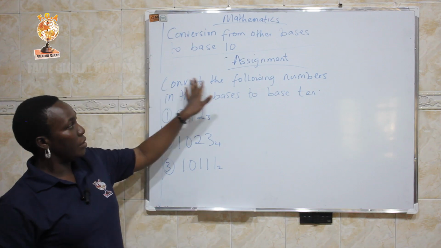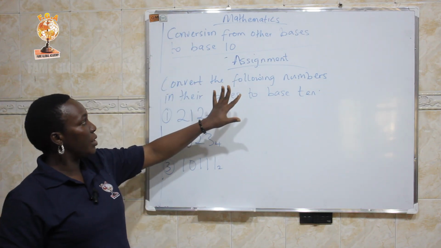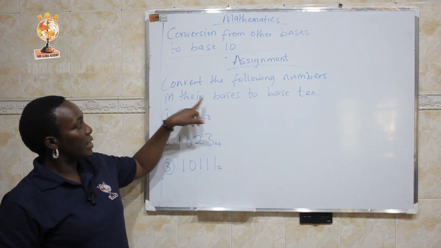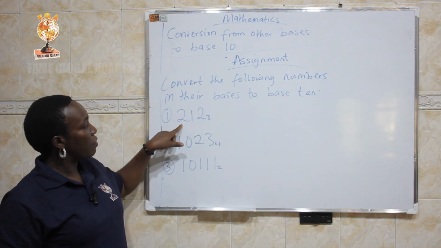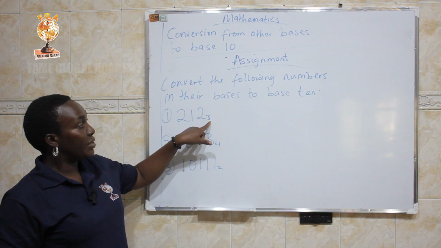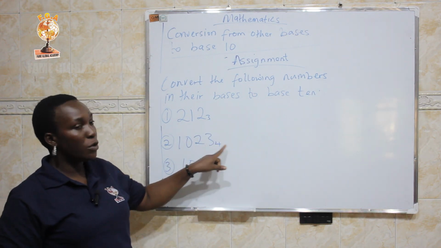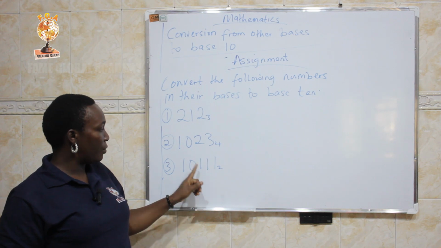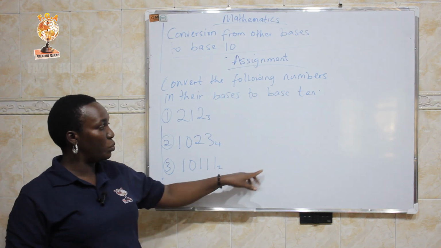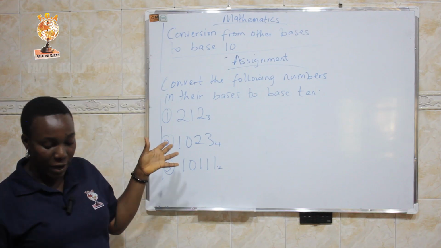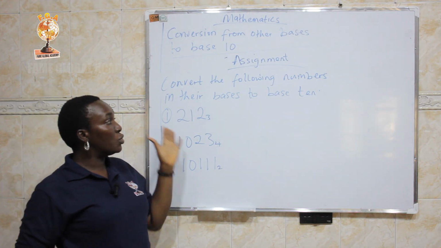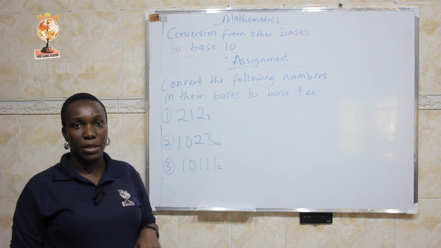So this is covering the question already. Convert the following numbers in their bases to base 10. Convert 212 base 3 to base 10, 1023 base 4 to base 10, 10111 base 2 to base 10, using the expansion method. Okay, so you solve this and drop your answer in the comment section.